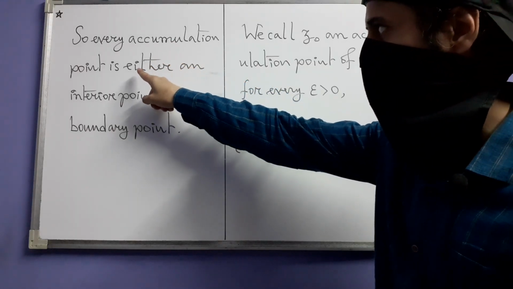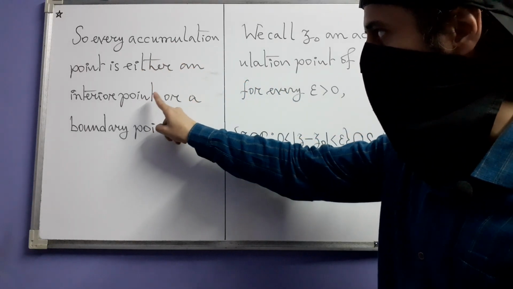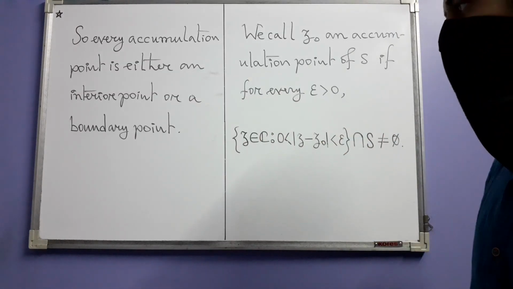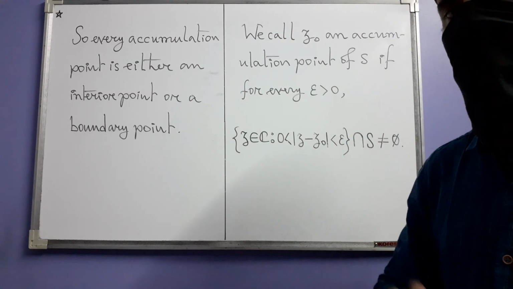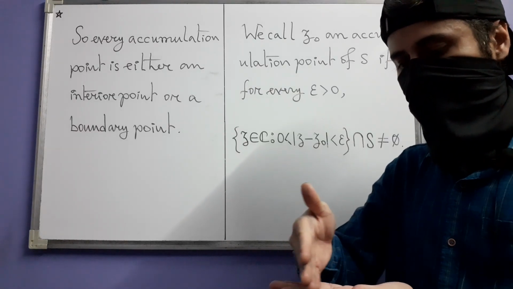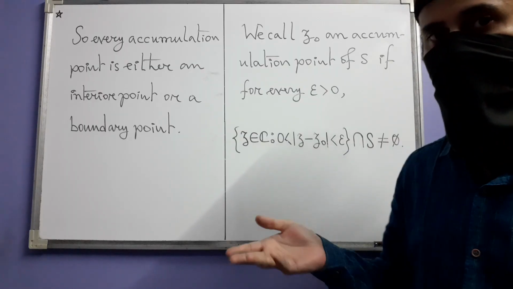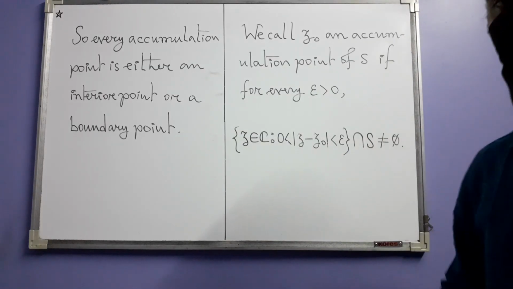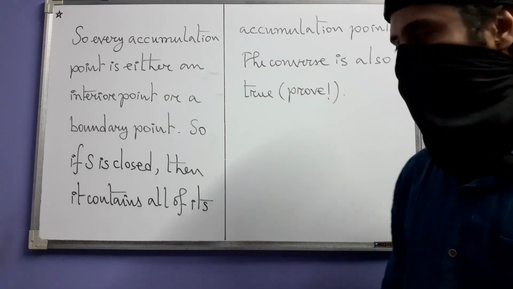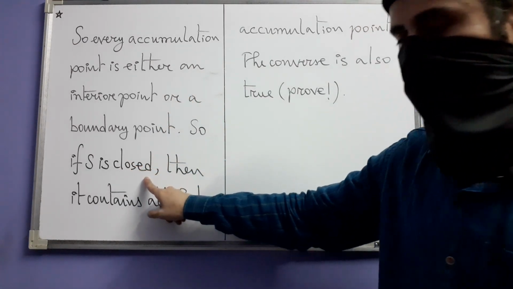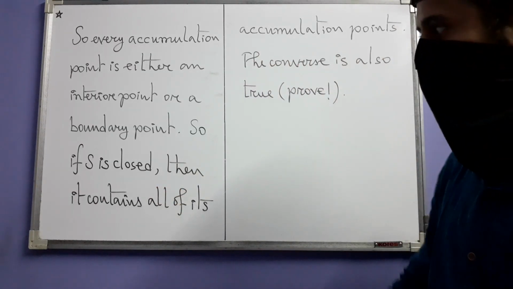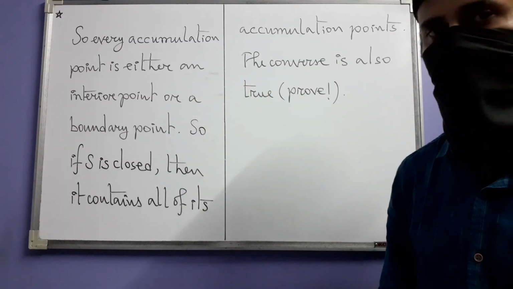So every accumulation point is either an interior point or a boundary point of the set S. Why can it not be an exterior point? Because it's a celebrity. It will never find a peaceful neighborhood where there is no fan from S. That is why we have this. And that is why, if S is closed, then it contains all of its accumulation points. Let's see how this one follows from the previous line.